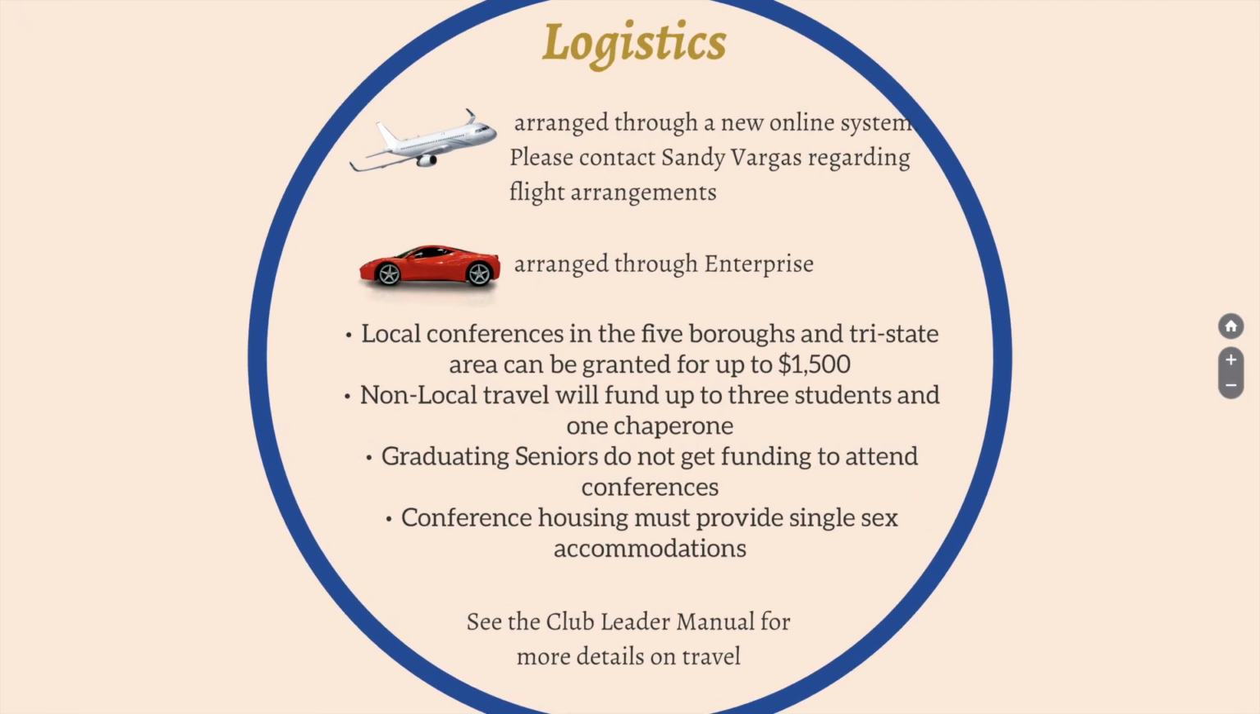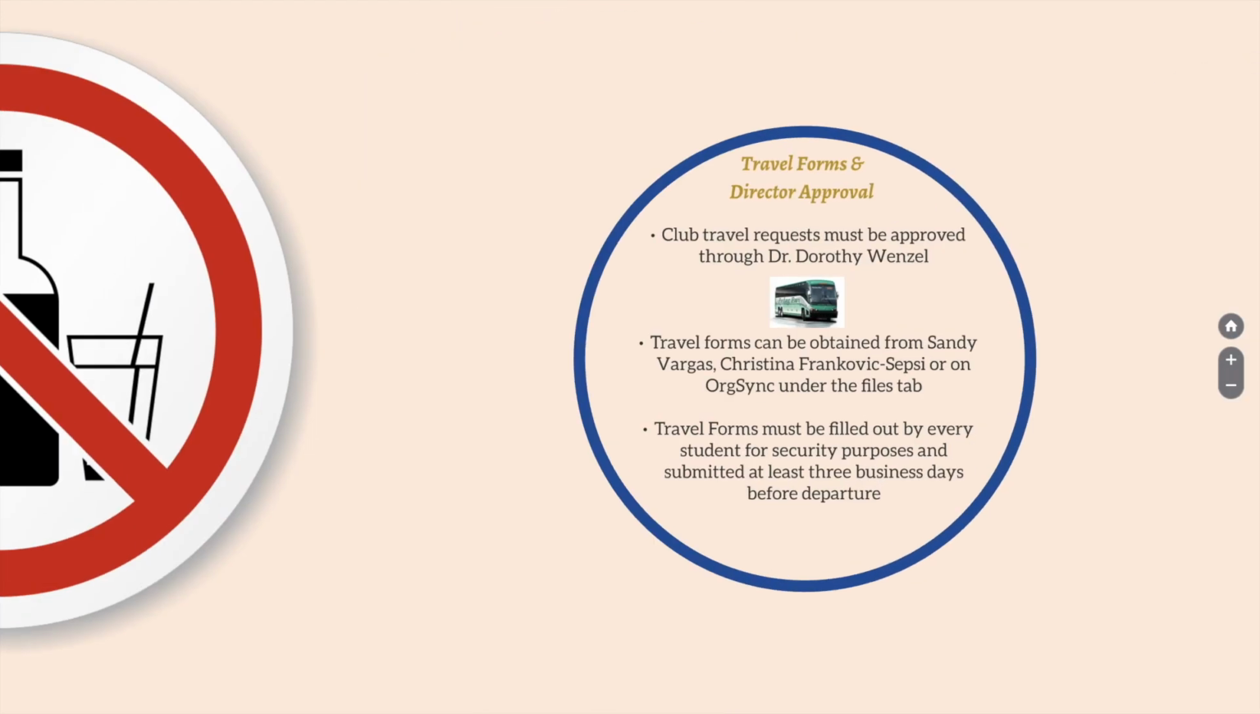Flights must be arranged through a new online system. Please contact Sandy Vargas regarding flight arrangements. Car rentals can be arranged through Enterprise. Local conferences in the 5 boroughs and tri-state area can be granted for up to $1,500. Non-local travel will fund up to 3 students and 1 chaperone. Graduating seniors do not get funding to attend conferences. Conference housing must be able to provide single-sex accommodations. See the Club Leader Manual for more details on travel.